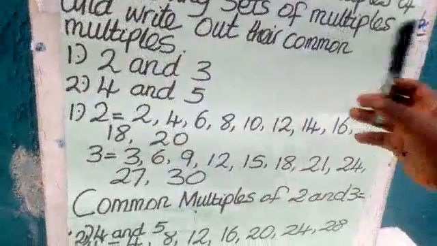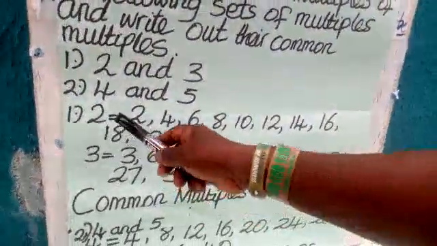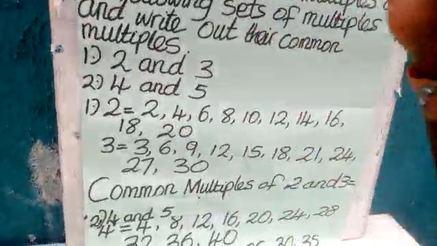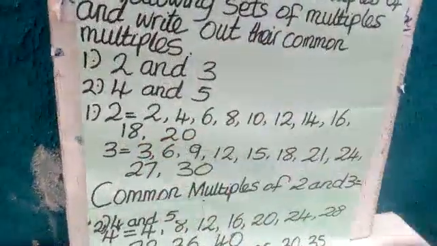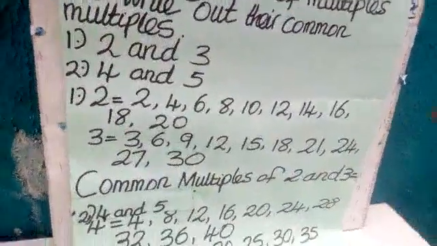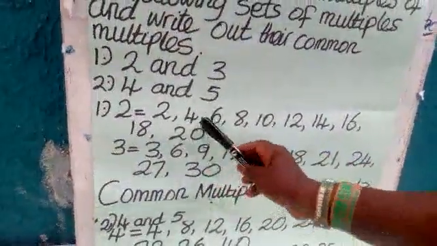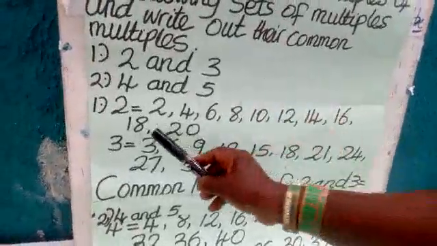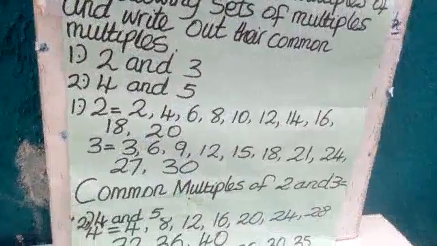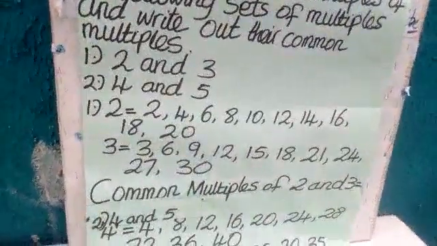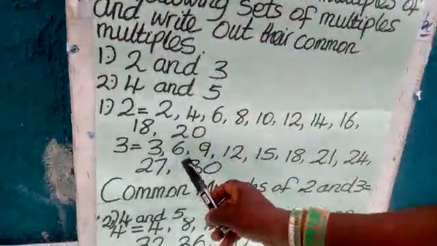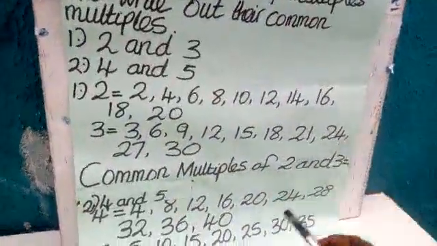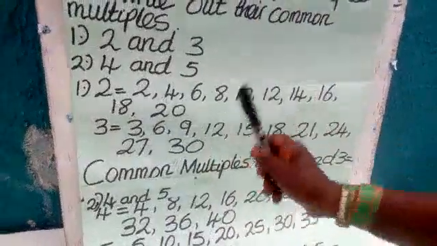Before you write the common multiples of multiples, you have to write their multiples. Pick one after another. Now, number 1, we are writing out the multiples of 2. What are the first 10 multiples of 2? You have 2, 4, 6, 8, 10, 12, 14, 16, 18, 20. Then the first 10 multiples of 3 are 3, 6, 9, 12, 15, 18, 21, 24, 27, and 30.